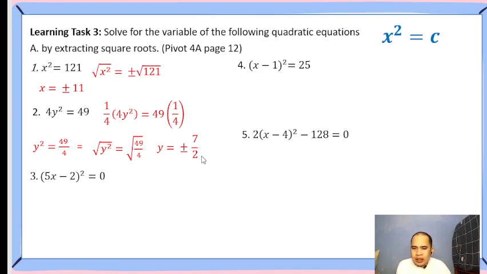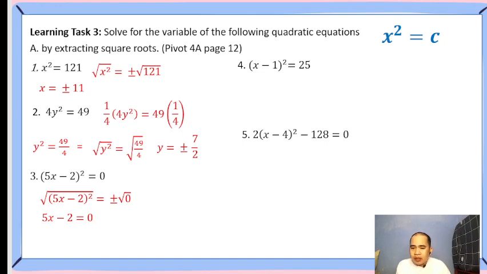So number 3, 5x minus 2 squared equals 0. So nakaganitong form na po siya. So madali lang. Extract lang natin. So makancel na yung square root. So ang matira na lang is 5x minus 2 equals 0.